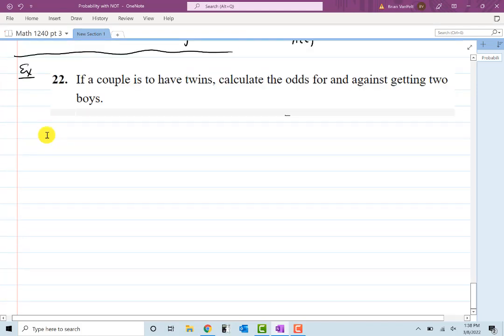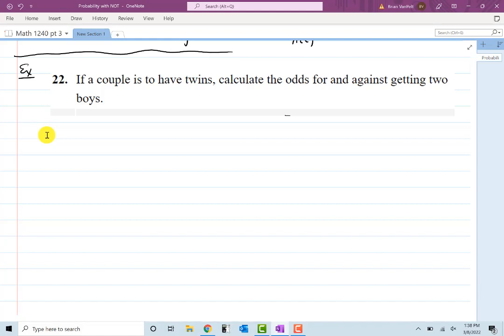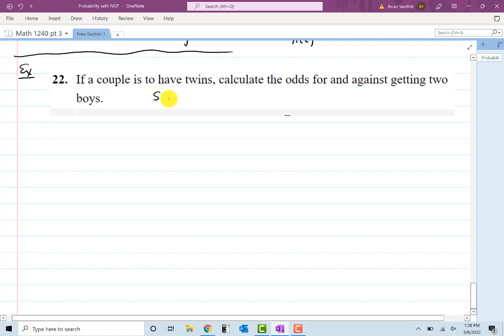All right, for my next example here, we have a couple that is to have twins. Once you hear that, you should do this. The sample space of twins: you could have 2 boys, you could have a boy and a girl, or a girl and a boy, and then you could have a girl and a girl. So the total number of outcomes is 4. Let me put n of s is equal to 4.